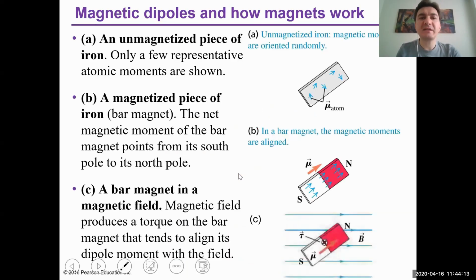So now let's go a little bit into detail, magnetic dipoles and magnets, how magnets work. Here we have an unmagnetized iron. Magnetic moments are oriented randomly. There is no net magnetic moment. Each magnetic moment cancels each other, okay? Net magnetic moment is zero.